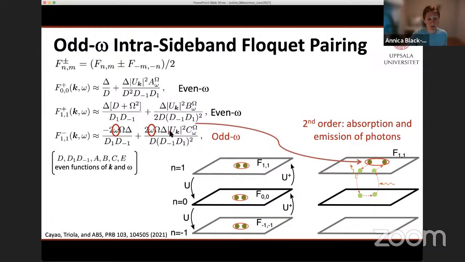And the second order process you can think of as pairing. Well, you start pairing in the one sideband. You have one electron scattering by emitting a photon down to the 0 sideband, propagating a little bit there, and going back to the 1 sideband by absorbing a photon. So this is the second order process as seen by the second order term here. But it also has the first order process where everything happens within one band here.